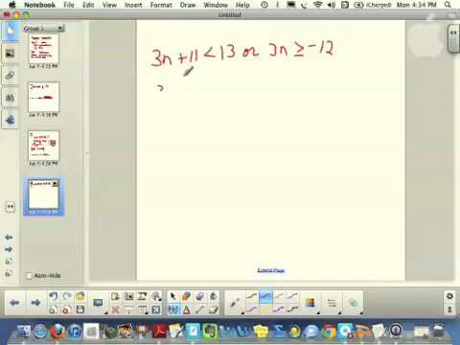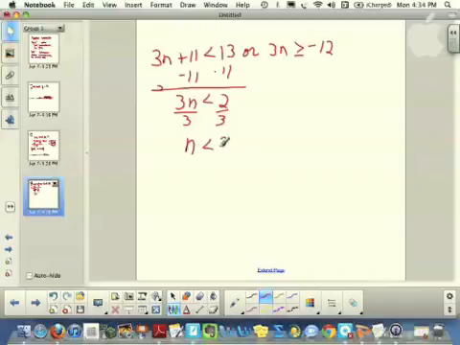For the first one, I will subtract 11 from both sides, and I get 3n is less than 2. If I divide both sides by 3, n is less than 2/3. This one, if I divide both sides by 3, I have n is greater than or equal to negative 4.